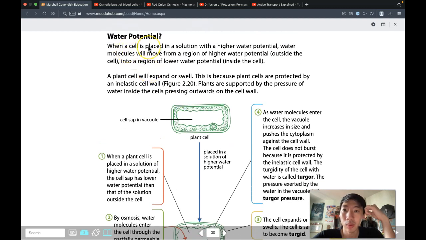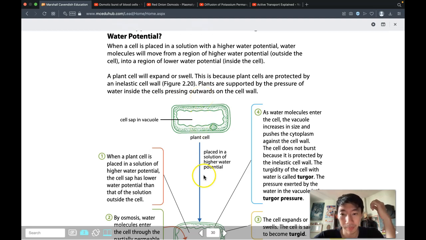When you put a cell into a solution with higher water potential, water molecules will move from a region of higher water potential, which is outside the cell, into a region of lower water potential, which is inside the cell. This will cause a plant cell to expand and swell. The plant cell is protected by the cell wall. So, the plants are supported by the pressure of water inside the cells pressing outwards on the cell wall.